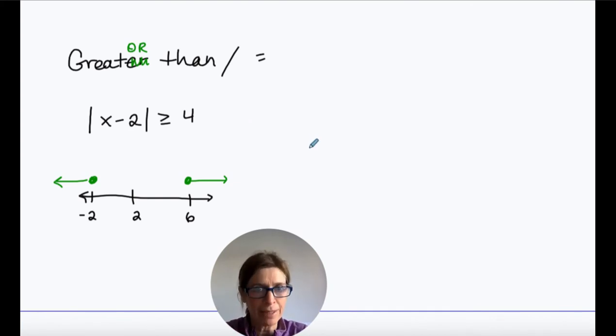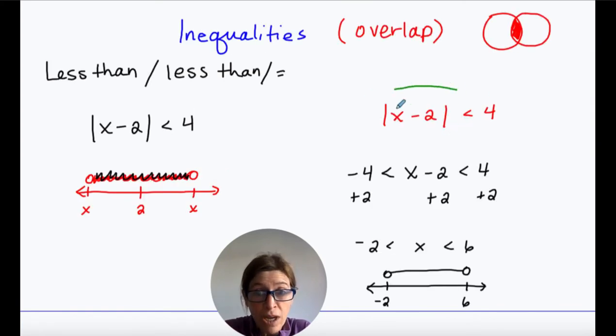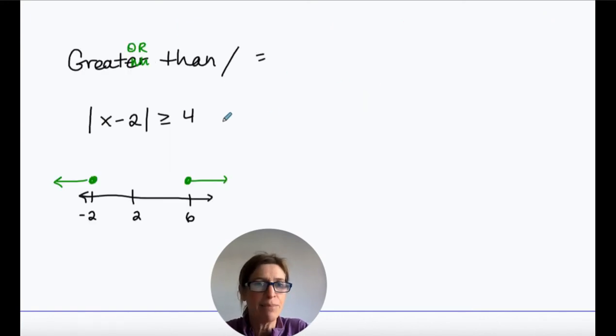So algebraically, how do we do this? You can use compound inequalities just like I did here. I wrote a compound inequality to solve it. You can do the exact same thing with greater than or equal to. Okay, so first again, we isolate those bars, but here's our inequality. Let's pretend everything's been isolated.